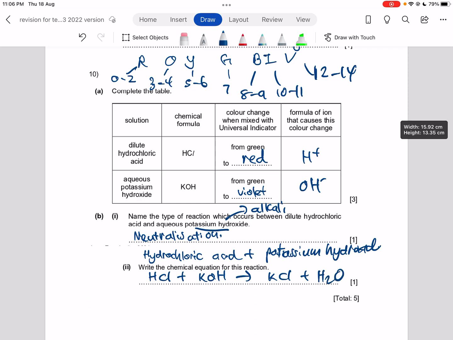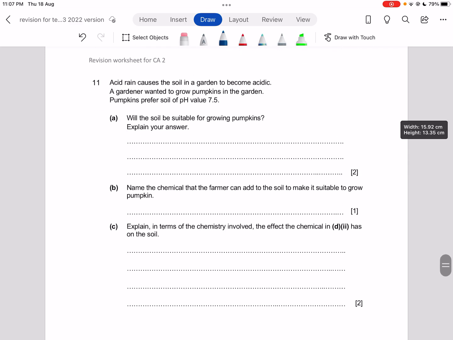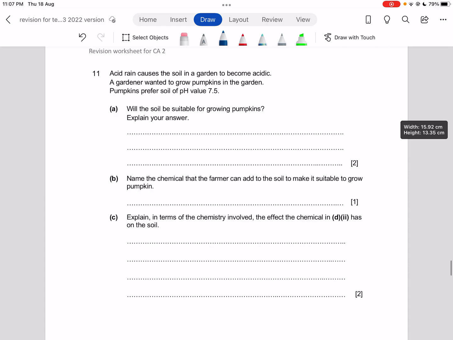Right. Let me see how much we have left. Okay, now question 11. The acid rain causes the soil in the garden to become acidic. So the gardener wanted to grow pumpkins in the garden. Pumpkins prefer soil of pH 7.5, so the soil is not suitable, because the pH of acid rain is usually 3 to 4.